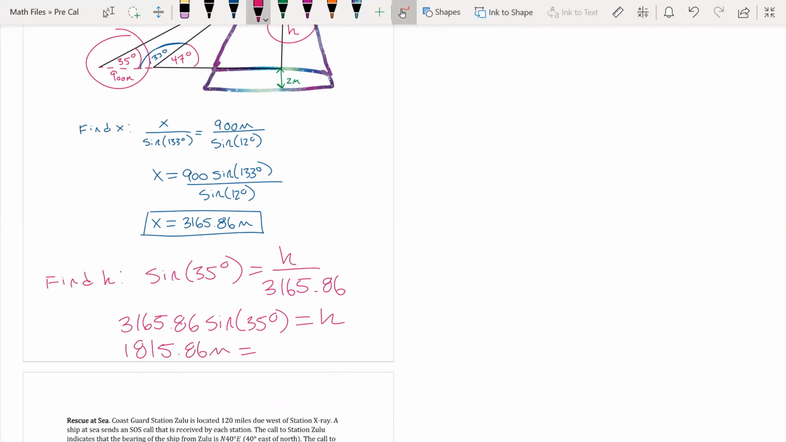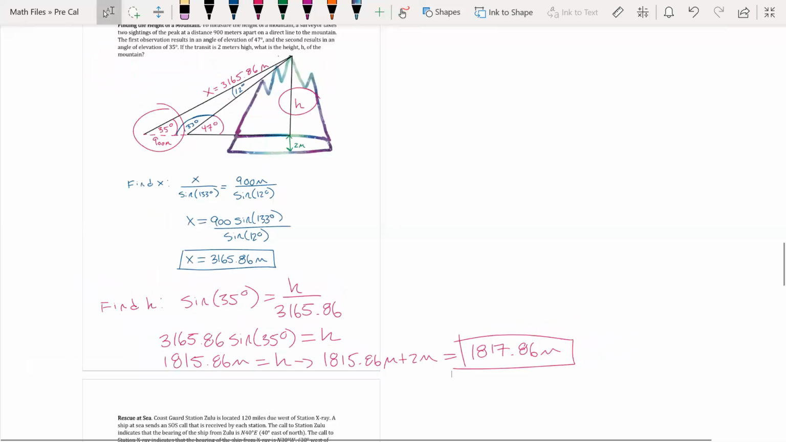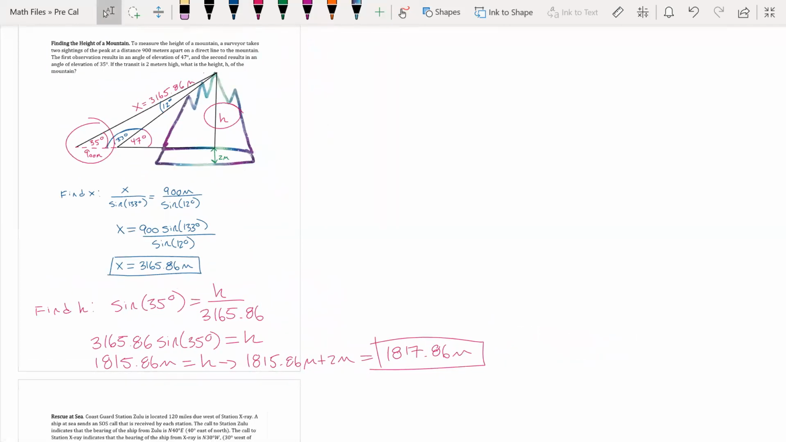1,815.86 meters is equal to the height, but you have to add the what? 2 meters. 2. Good. So it's going to be 1815.86 meters plus the 2 meters. So our height is 1817.86 meters. There you go. That was better than the double triangle from the previous one.